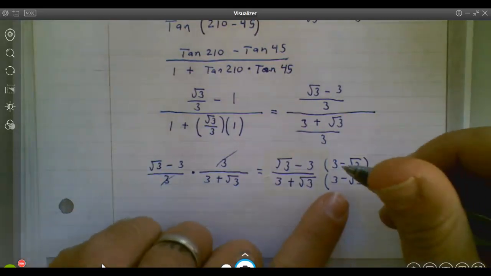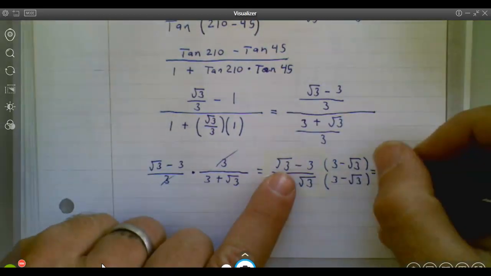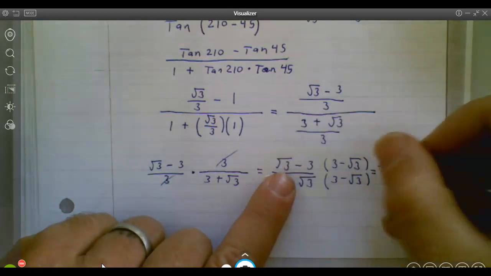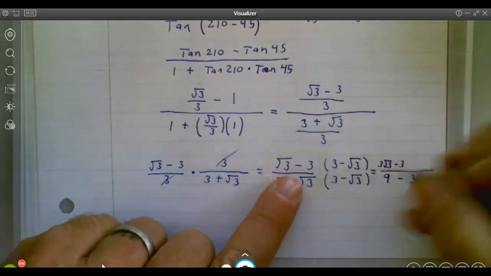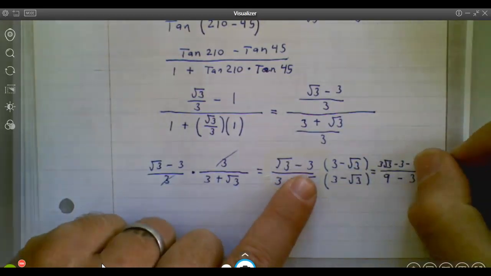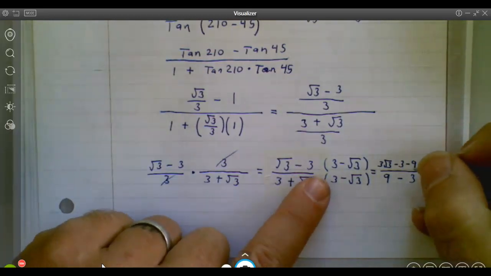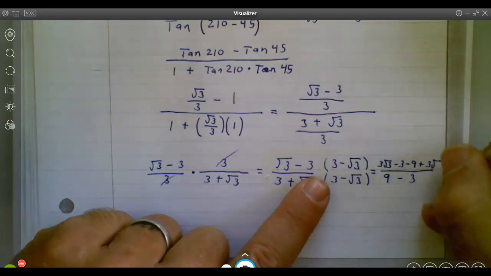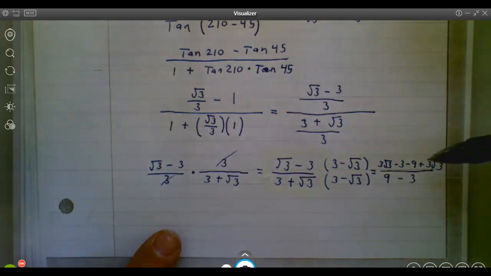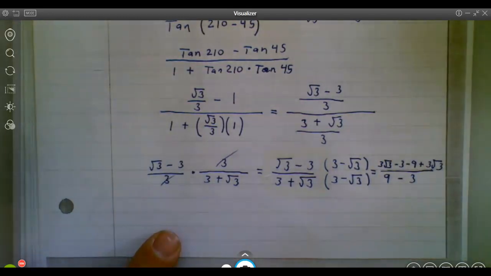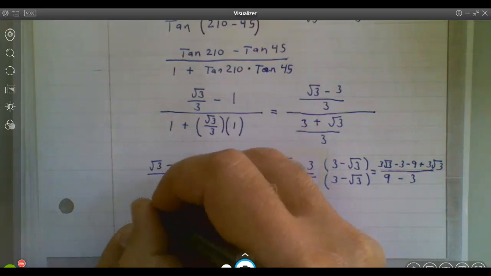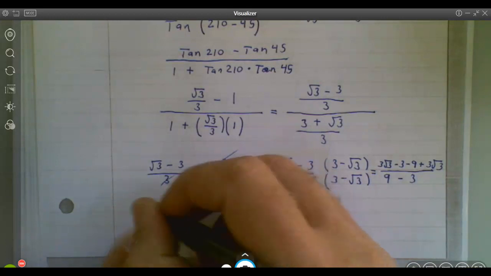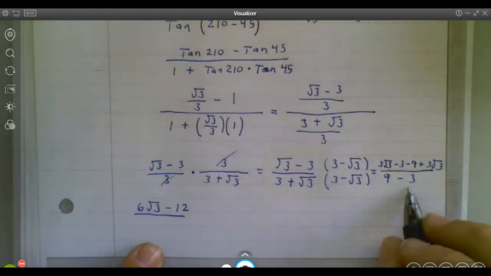We are going to need to FOIL the top. So as I go through my FOIL process, that guy times that guy gives me minus 3. And then my middle terms, minus 9. And then my ending terms leave me with a positive 3 rad 3. So I'm going to clean that up down here. So if I combine like terms, I got my 3 rad 3 plus 3 rad 3, which is 6 rad 3. If I combine those constants, I get negative 12. And of course right here, 9 minus 3 was 6.